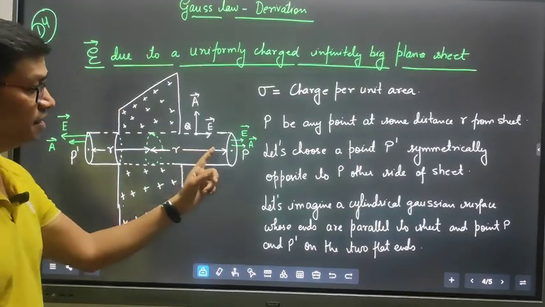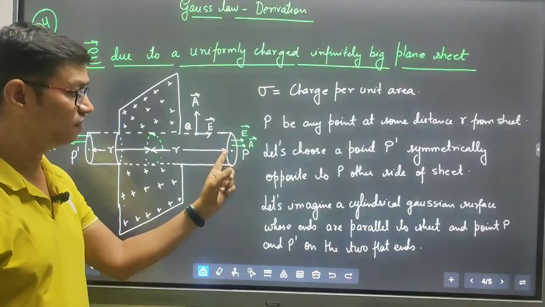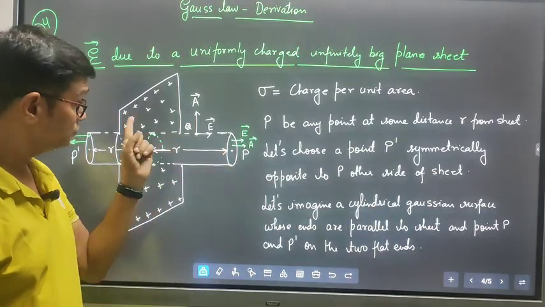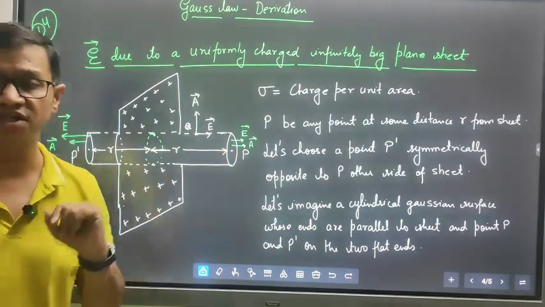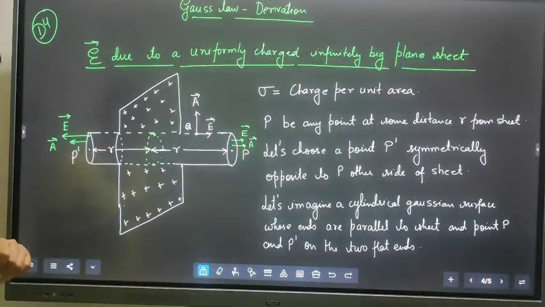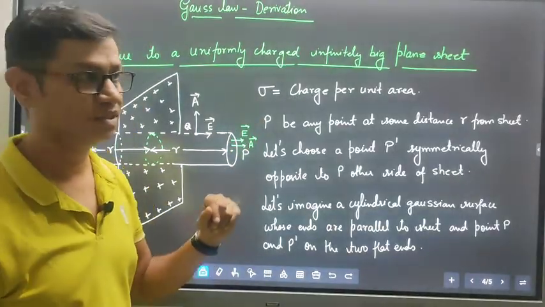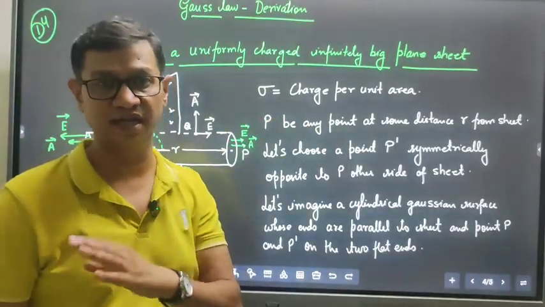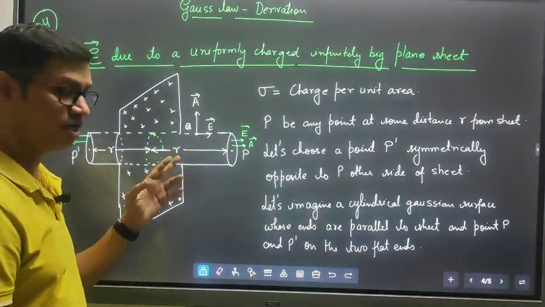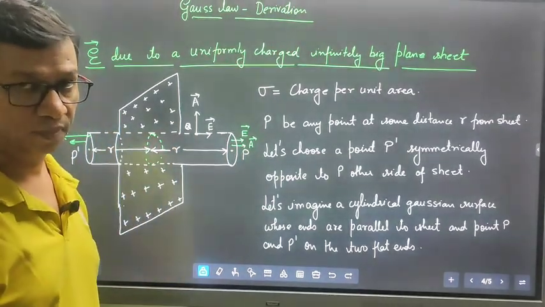We are interested in a point P, and we want to find the electric field at point P due to this sheet. Again, this is a charge distribution, so we'll take help of Gauss law to derive this formula. Okay, first let's understand one new quantity, sigma. Sigma is charge per unit area. That means you take the total charge on the sheet divided by the area of the sheet.